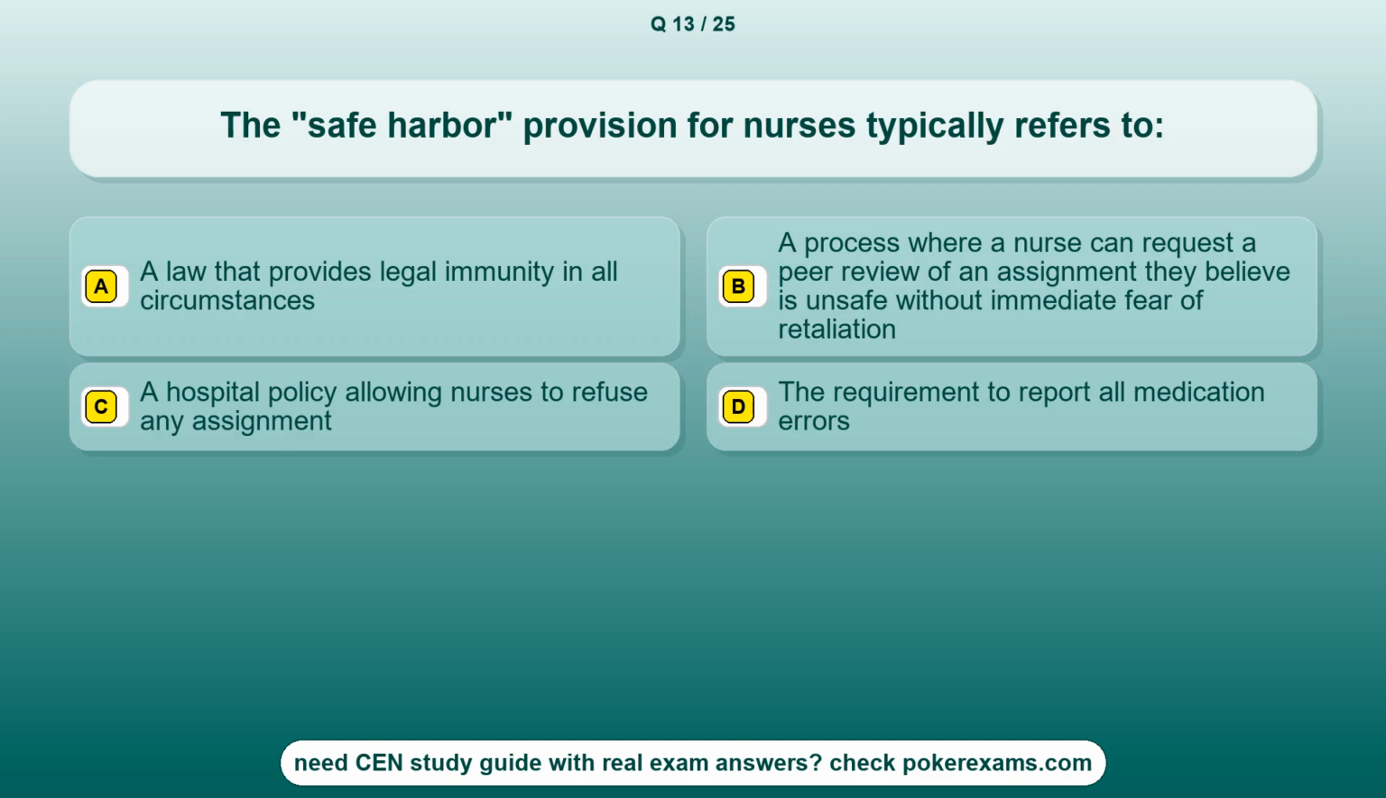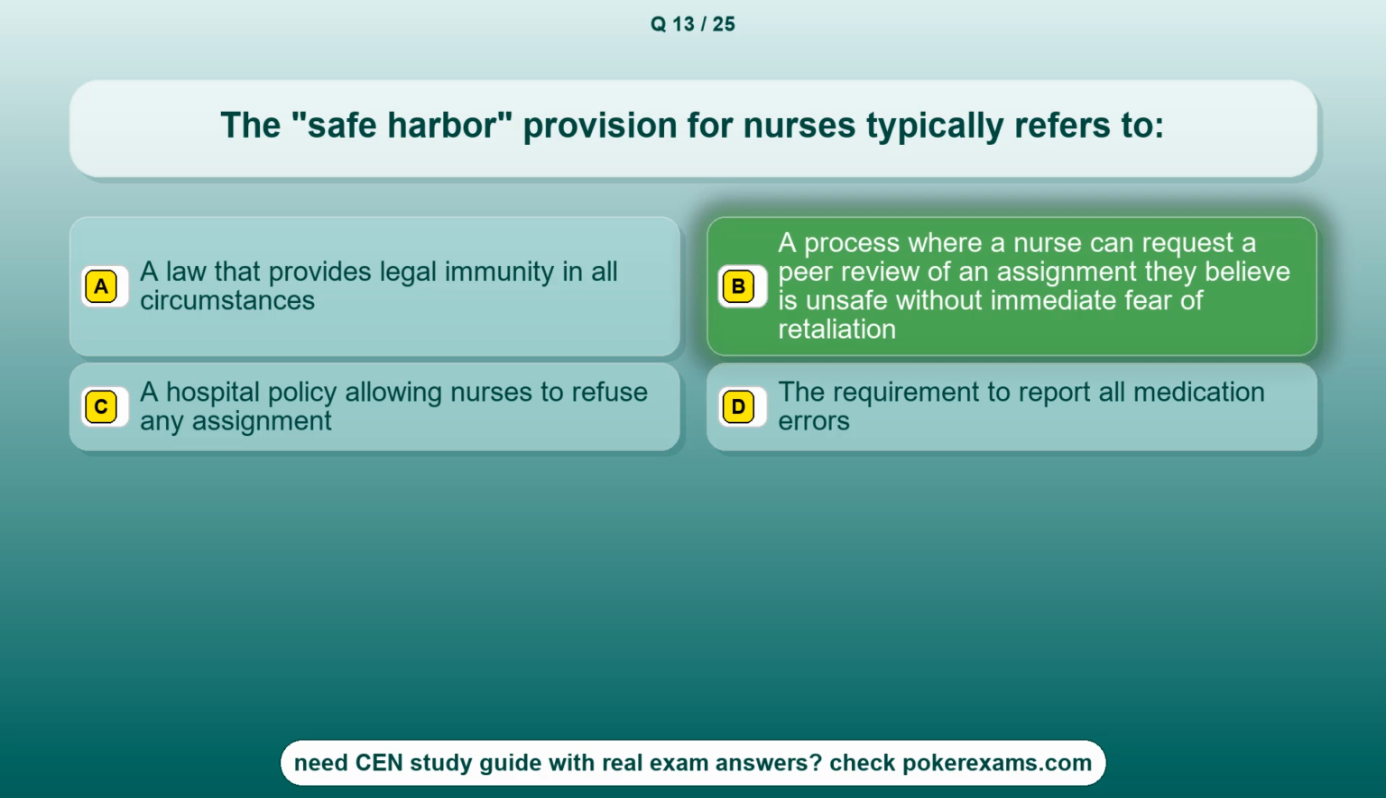Question 13. The safe harbor provision for nurses typically refers to option A, a law that provides legal immunity in all circumstances. Option B, a process where a nurse can request a peer review of an assignment they believe is unsafe without immediate fear of retaliation. Option C, a hospital policy allowing nurses to refuse any assignment. Option D, the requirement to report all medication errors.